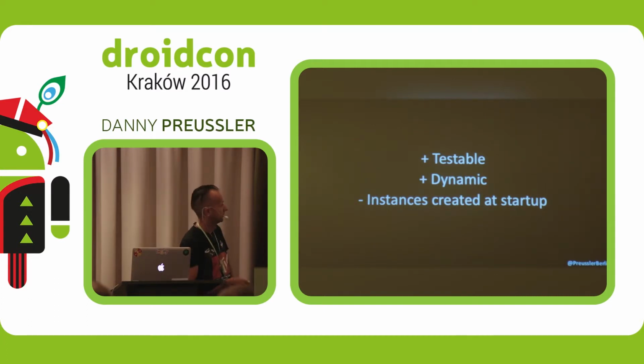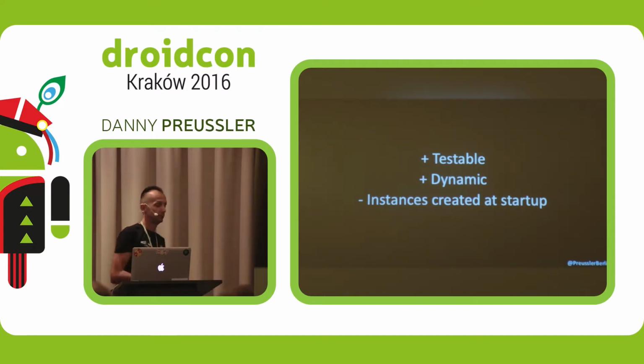It's better testable, and it is dynamic because we fill this map. But there's one problem. We fill the map basically at startup time with all the instances. So we probably don't need most of them all the time. This delays our startup, so we don't want to have something like this. But there were some frameworks that worked similarly to this.